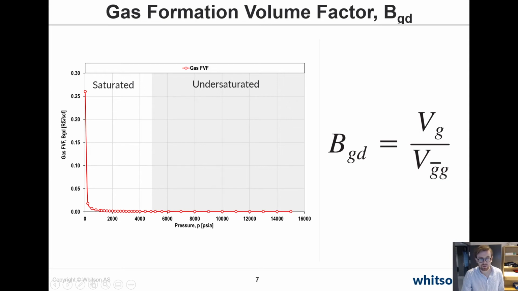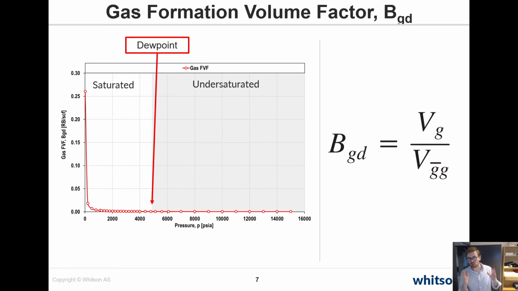And if you plot that as a function of pressure, you get a curve like this. And yet again, here we have a dew point. So this is the dew point in this particular case. Above the dew point, we're talking about something that's undersaturated, and below, again, we're talking about something that's saturated. However, as you see, the graphical representation of this plot doesn't help us a lot.